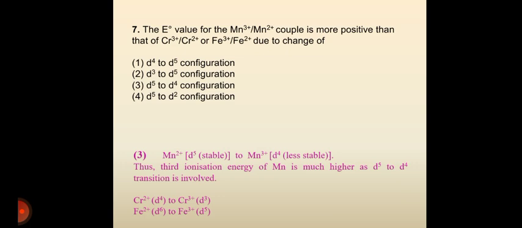Manganese 2 plus is d5 and manganese 3 plus has d4 configuration. d5 is more stable than d4. Thus, the third ionization energy of manganese is much higher as d5 to d4 transition is involved. That is from a stable configuration to a less stable configuration. While for chromium, it is d4 to d3 transition. While for iron, it is d6 to d5 transition.